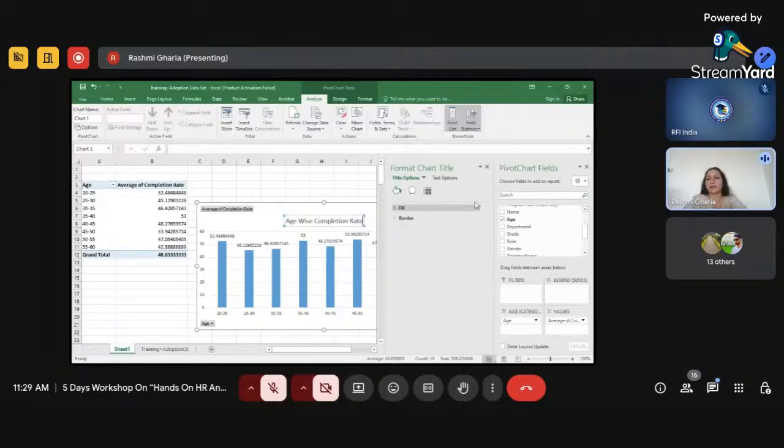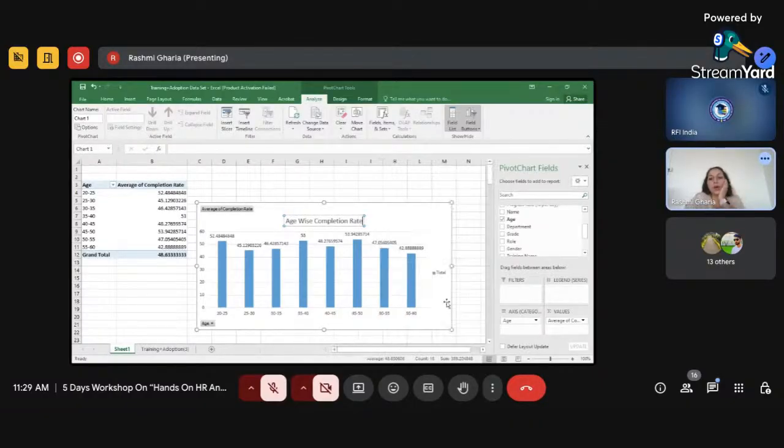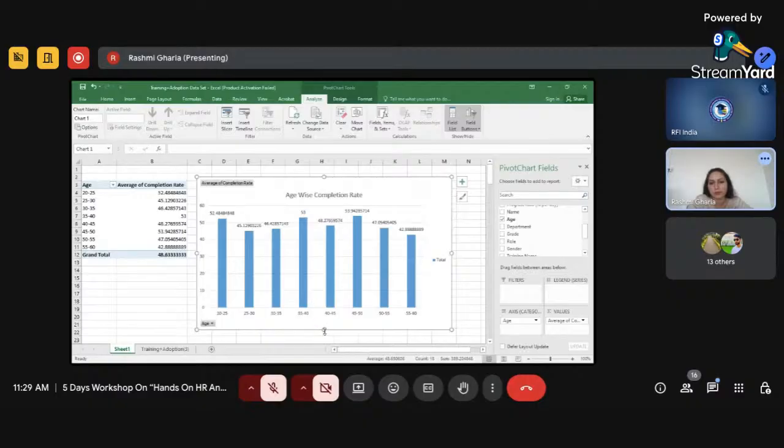Age-wise completion rate. What can be the insights we can draw? This is the age group, 20 to 25, 25 to 30, 30 to 35, and so on. What can be the insights?